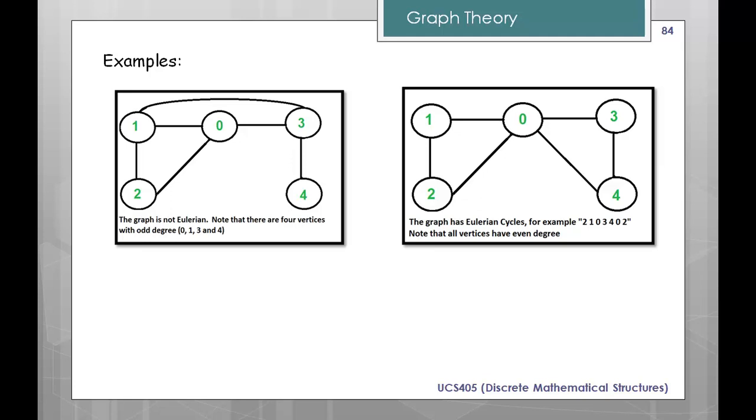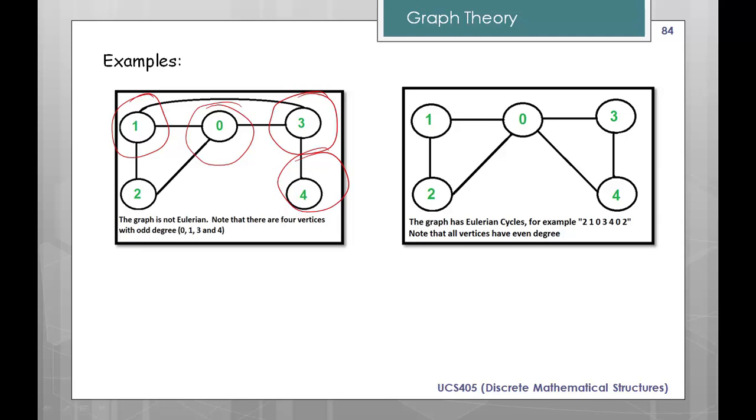Next example. This graph is not Eulerian because there are 4 vertices with odd degree. So what are those vertices? That is 1, 0 and 3 and 4. So these are of odd degree.